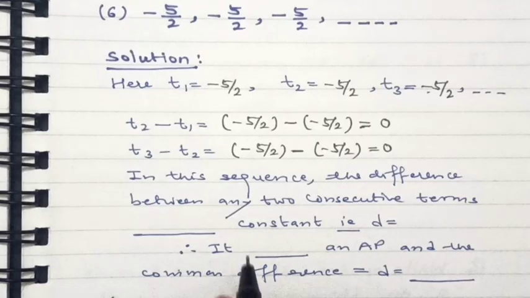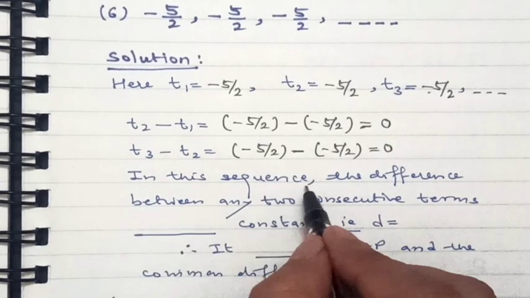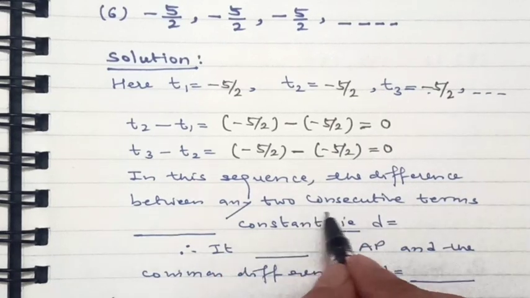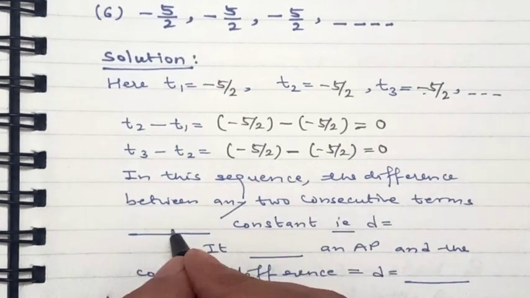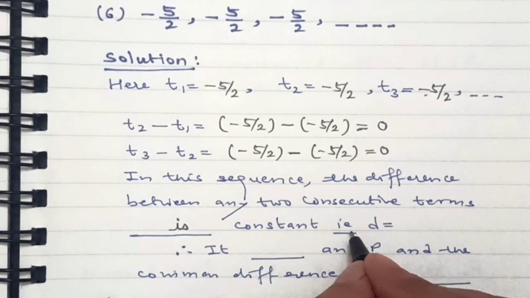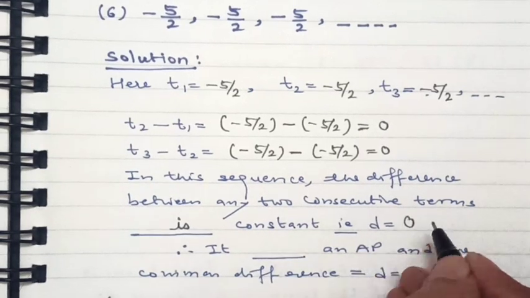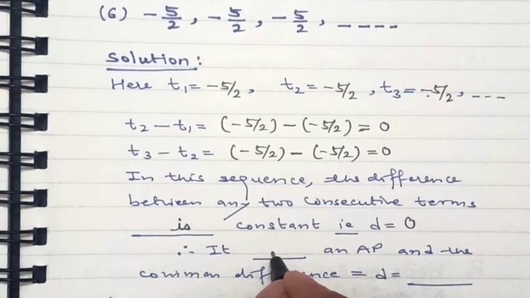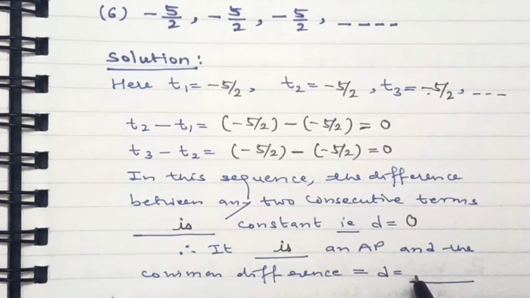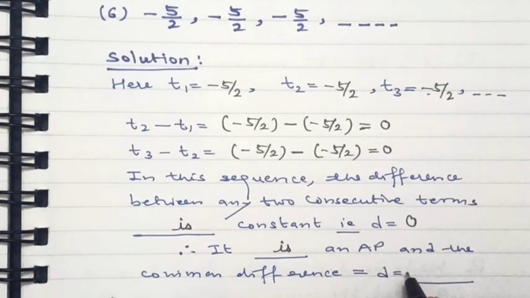So you can write in this sequence, the difference between any two consecutive terms is constant, that is D is 0, therefore it is an AP. And you can write the common difference D is equal to 0.